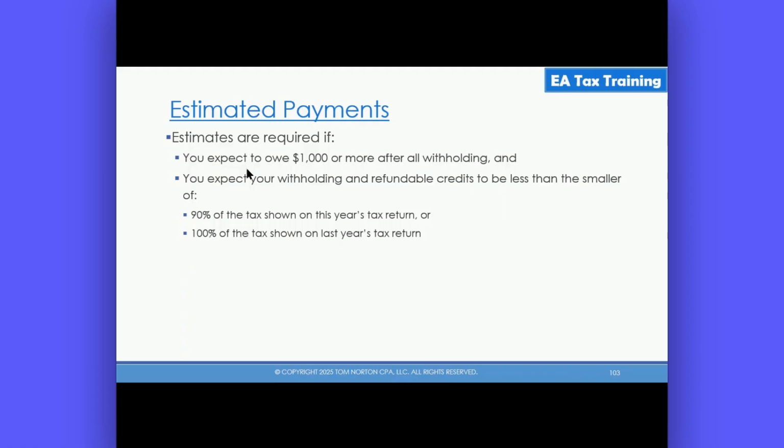Or, same principle applies if when you add up all your withholding and all your refundable credits, it looks like those amounts are going to equal at least 90% of the tax that's going to be shown on this year's tax return, then you're not going to be subject to any penalties and you do not have to make any estimated payments. So you only make the estimates if you expect to owe $1,000 or more and you do not meet either of those two exceptions.